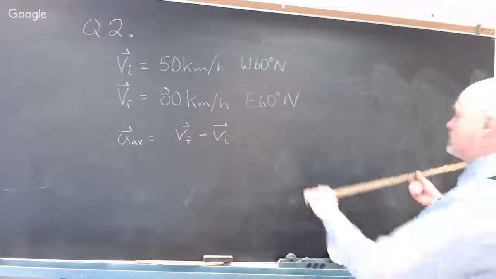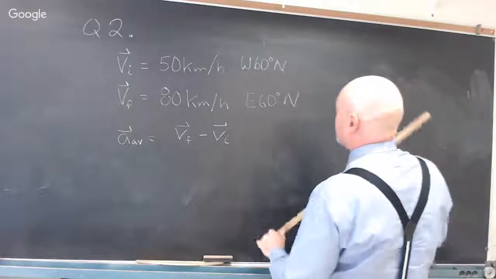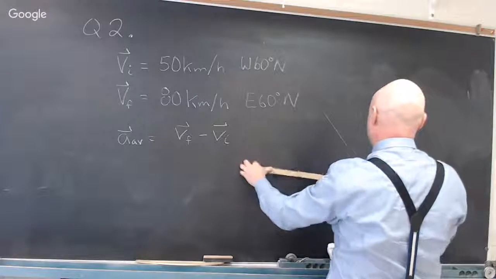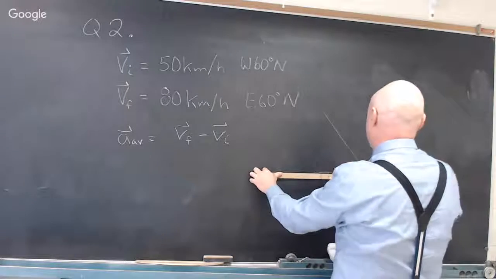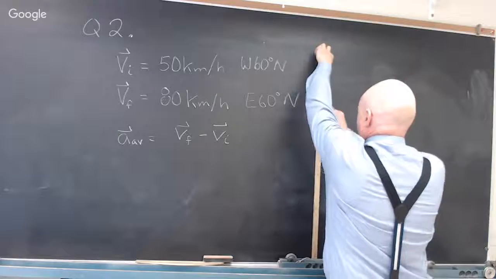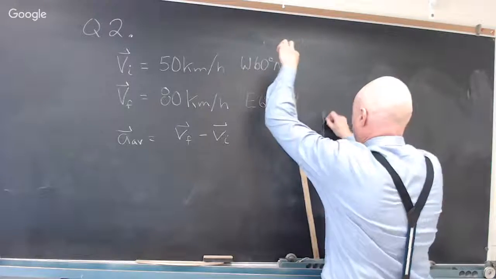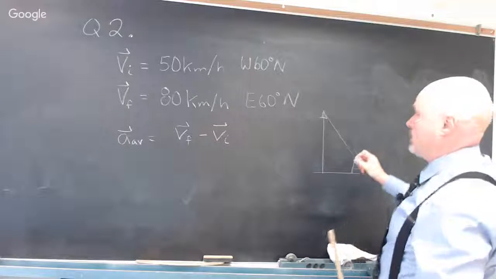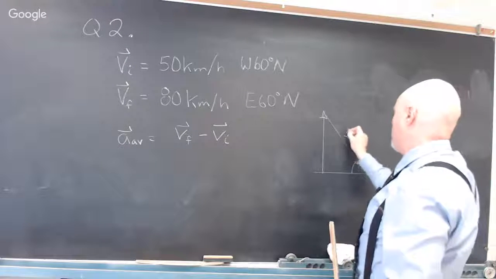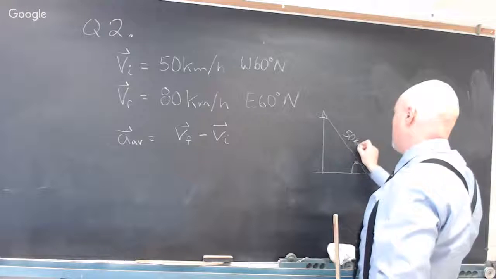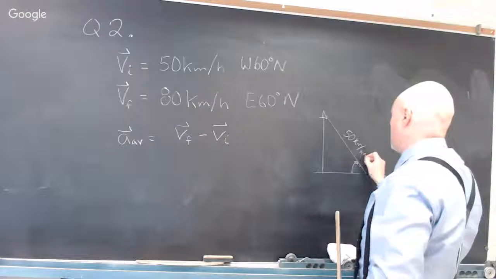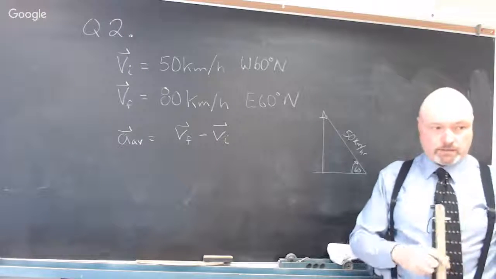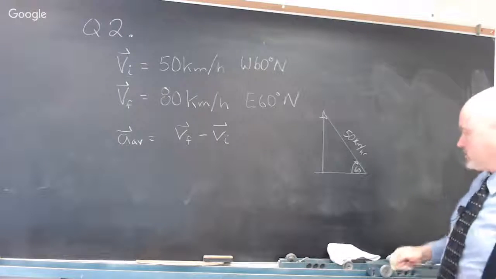Okay, so here we have the initial velocity, and it is west 60 degrees north. So here's our triangle, approximately made. So this is 60, and it is going 50 kilometers per hour. And what we're going to do is break it into the 2 velocity components.